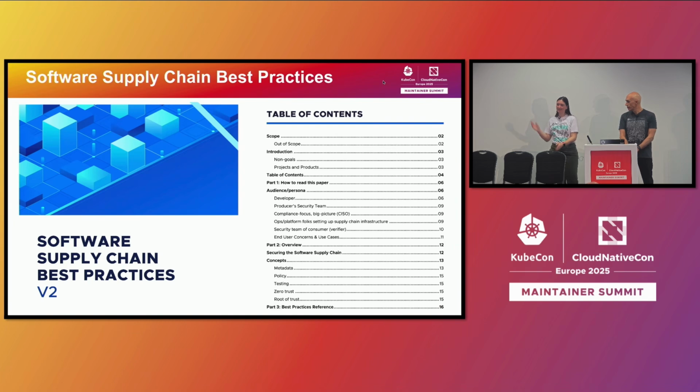Oh yeah, I have a page here from our most recent publication, which is the V2 of our software supply chain best practices paper. I should have put a QR code on this slide, but it's available on our repo. So if you look that up, you should be able to find it.